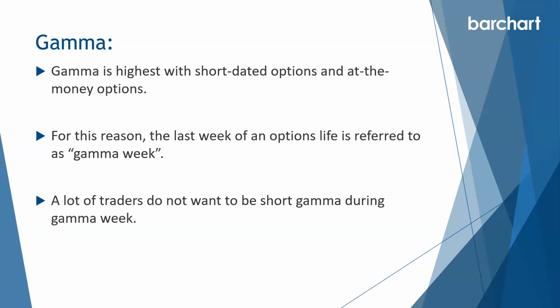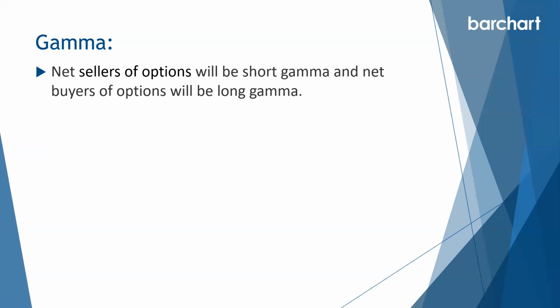A lot of traders do not want to be short gamma during gamma week. So if you're short gamma and the underlying makes a big move, you're going to see your P&L suffer quite badly in those last few days. Short-term trades have a lot of gamma risk, or basically price risk. So just keep that in mind. Net sellers of options will be short gamma, and net buyers of options will be long gamma.